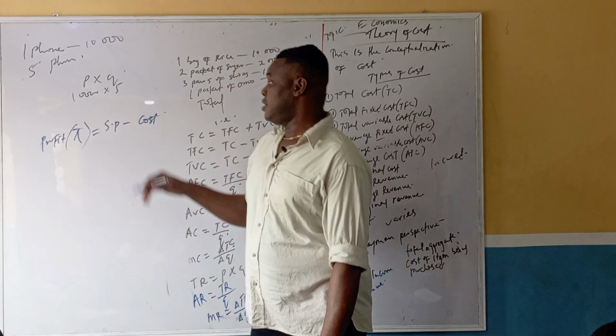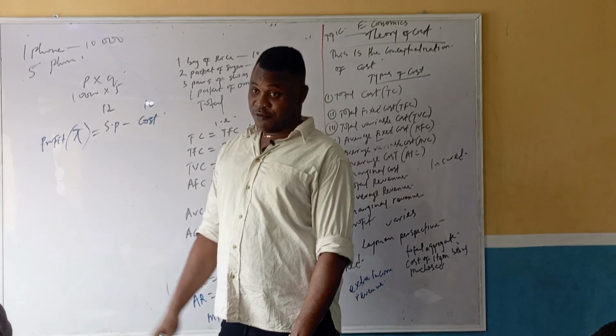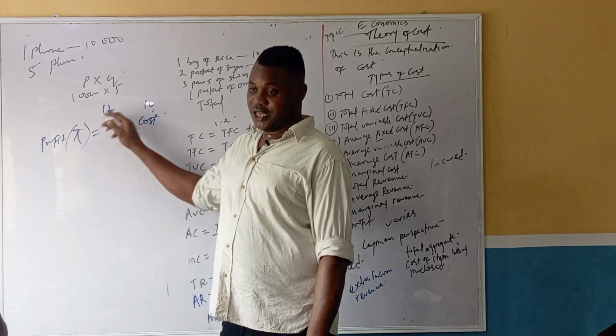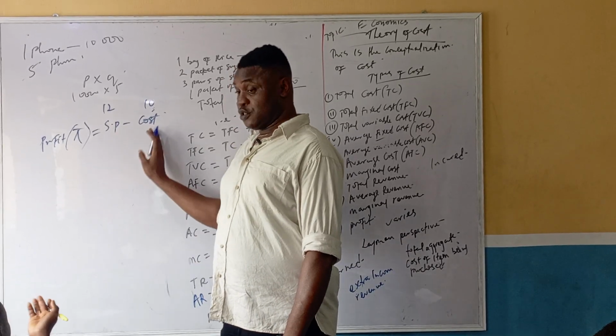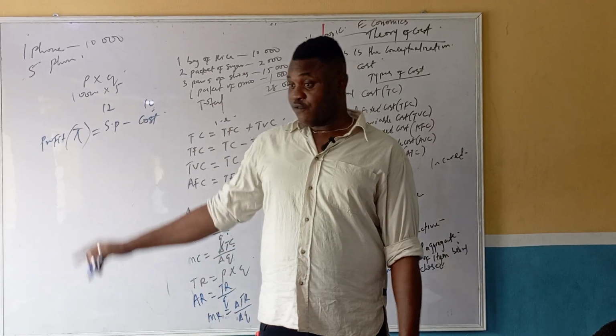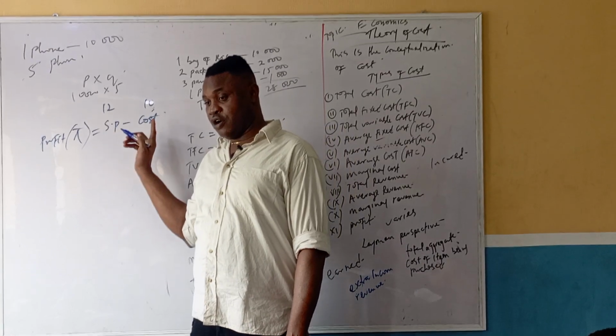For instance, you bought an article for 10 naira and you now sell it for 12 naira. Are you making profit? Yes, you are making a profit of 2 naira. That is the layman's perspective: profit is the difference between selling price and cost price.